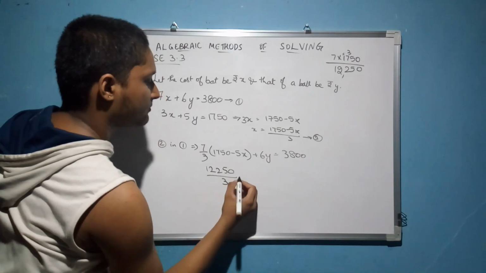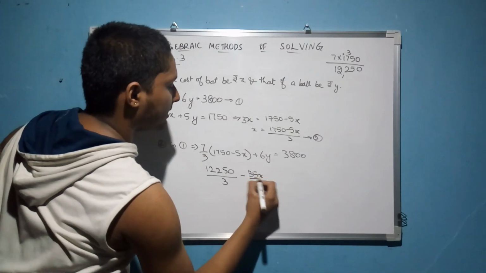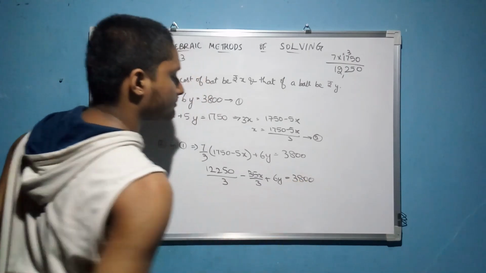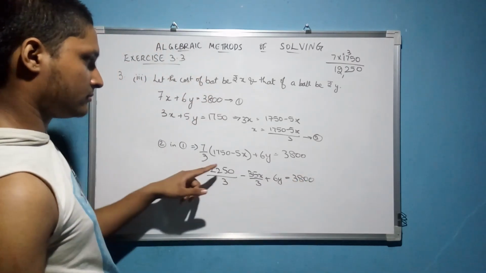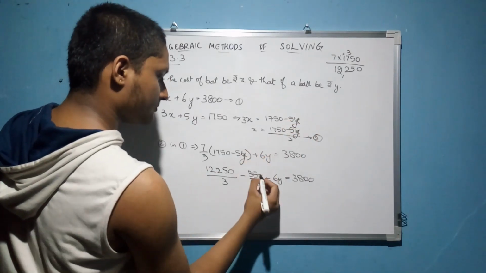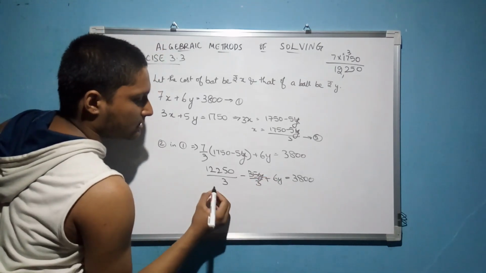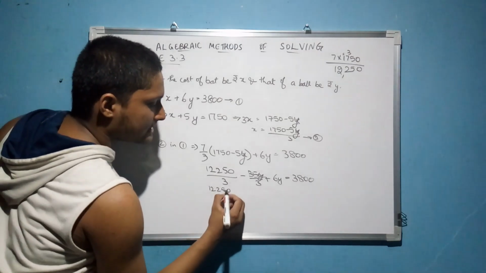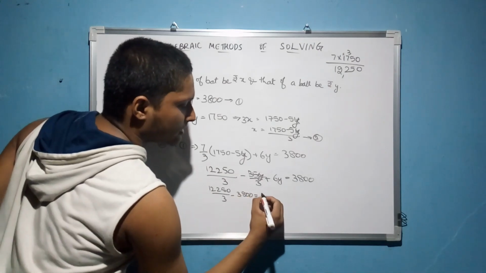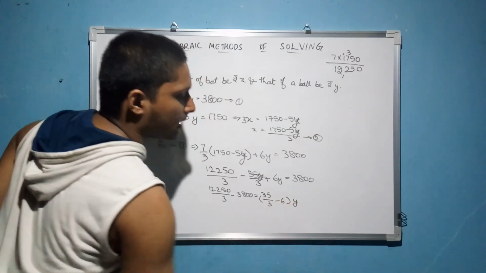12250 divided by 3 minus 35y by 3 plus 6y is equal to 3800. So we'll group the y terms together and constants together. Now it becomes 12250 divided by 3 minus 3800 is equal to (35 by 3 minus 6) into y.